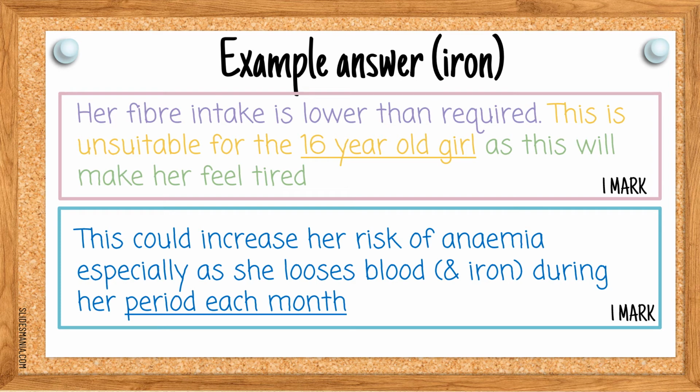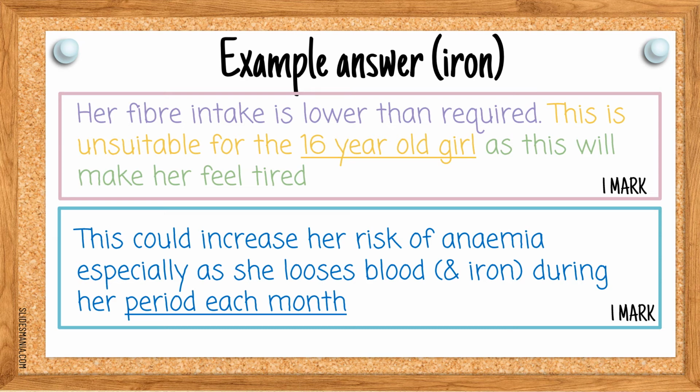Our next example answer is for iron. So our iron intake is lower than required. So this is our fact. This is unsuitable for the 16-year-old girl, which is our opinion, and we've also been specific to the 16-year-old girl. And finally our consequence, as this will make her feel tired. So that is us got our first mark for iron.